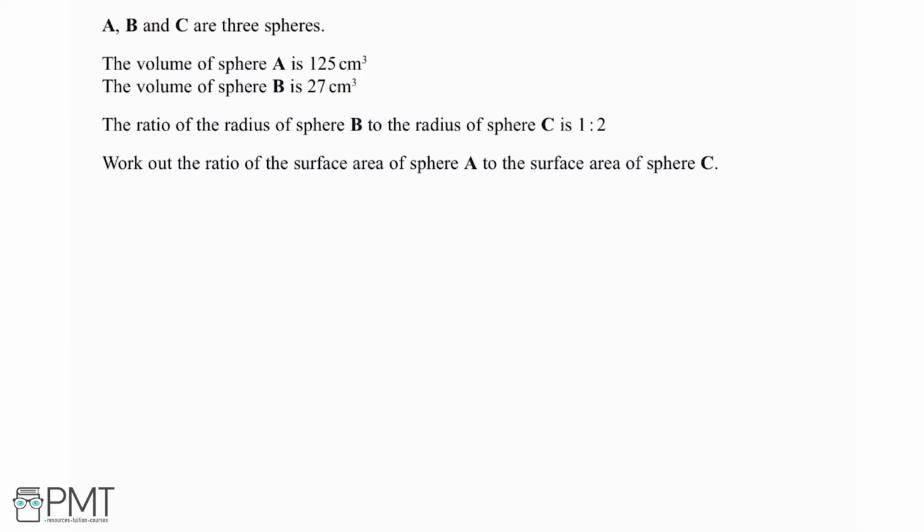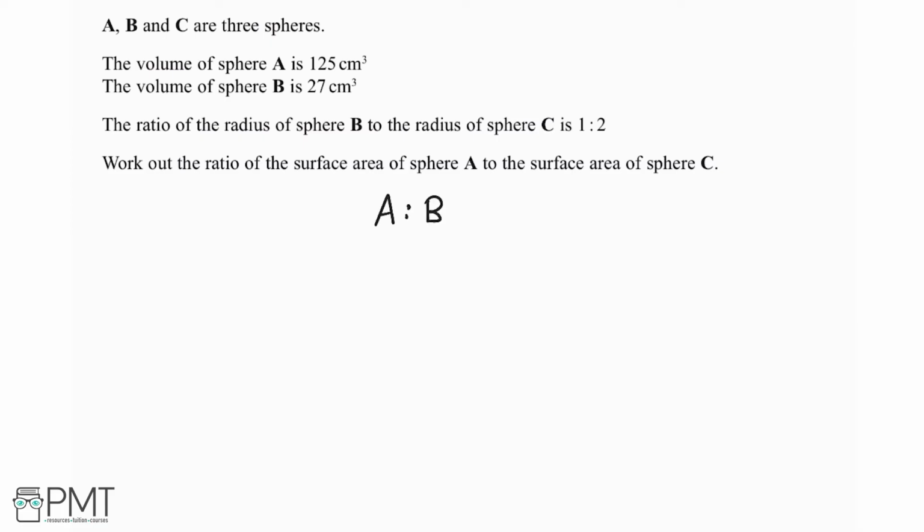A, B, and C are 3 spheres. The volume of sphere A is 125 centimeters cubed. The volume of sphere B is 27 centimeters cubed. The ratio of the radius of sphere B to the radius of sphere C is 1 to 2. And we need to work out the ratio of the surface area of sphere A to the surface area of sphere C. Okay, so firstly, we're going to be having a look at the ratio of sphere A to sphere B.